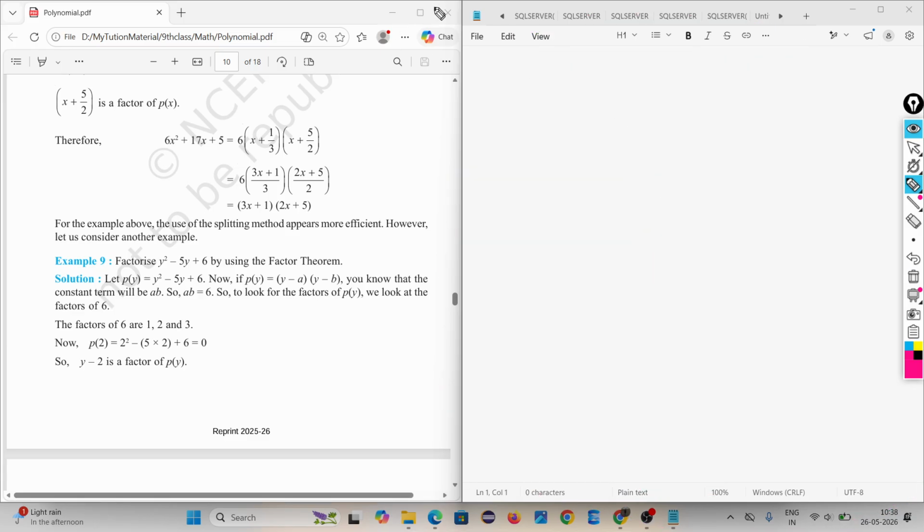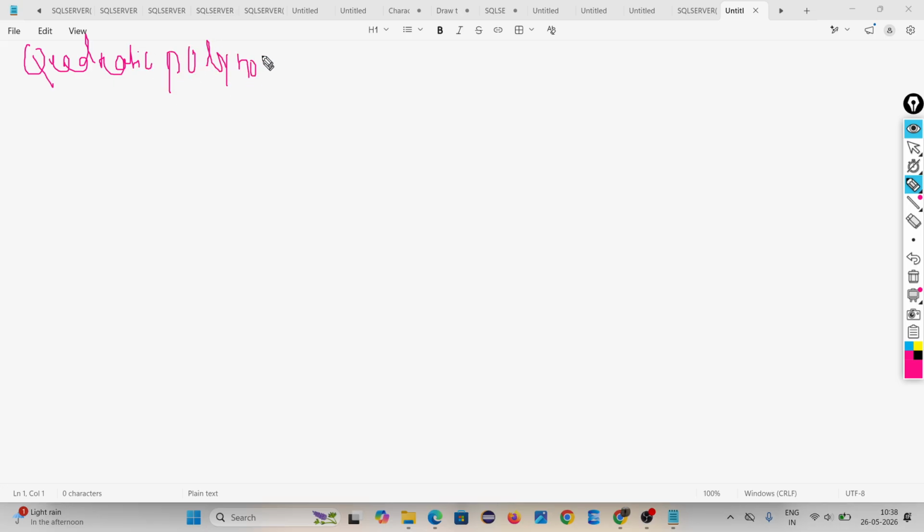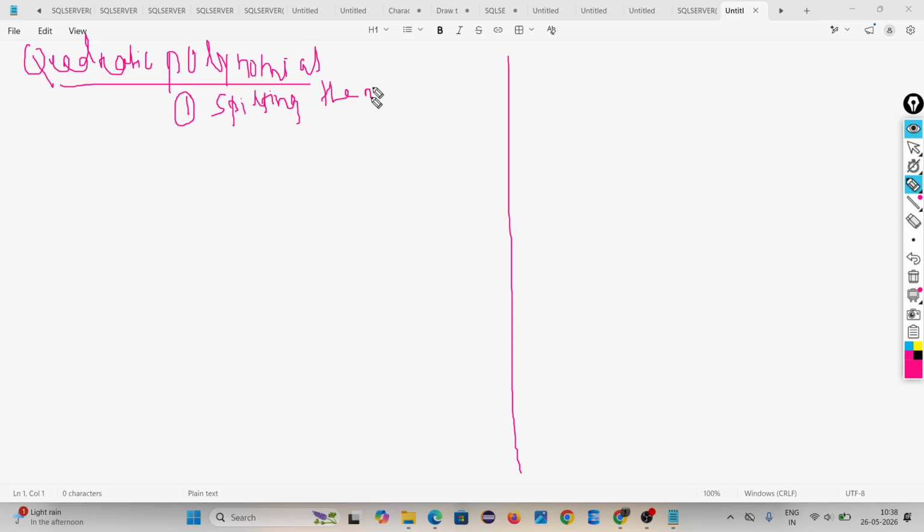But here the main concept is how to find the factor of a quadratic polynomial. Actually two methods we are applying. One is splitting the middle term, and the second one is applying the factor theorem.